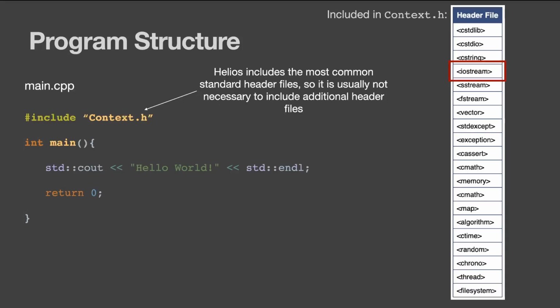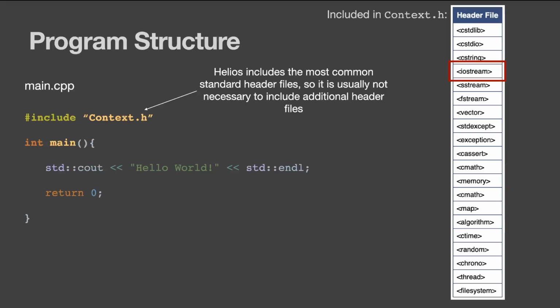When you're writing a C++ program in Helios, it's almost never necessary to actually go through and include your own header files outside of Helios. This is because the main file that's included in any Helios program, context.h, is going to include the bulk of the most commonly used header files in a C++ program. You can find this in the documentation. This is a list of all of the header files that are already included in context.h.